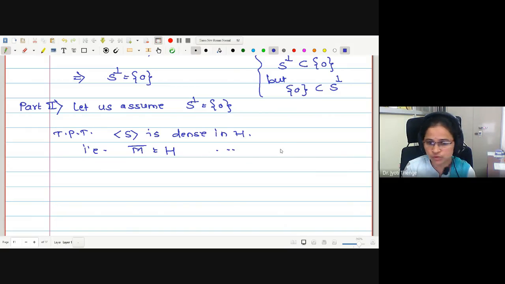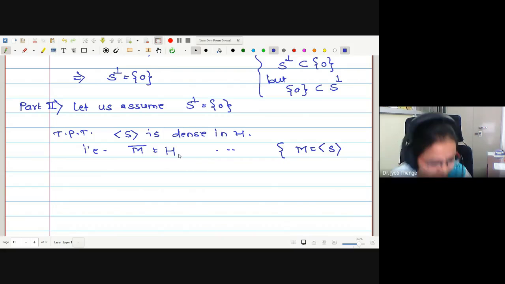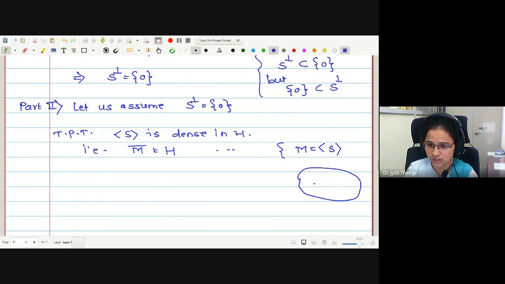M is equal to the set generated by S, we have defined already; the symbol we have written simply. Our aim is to prove M bar is equal to H. So this is the situation: M is a subspace of H, and our aim is to prove that the closure of M is equal to H. To prove this, let us assume the contradiction that M bar is not equal to H. What is the only possibility? M bar will be a proper subspace of H.